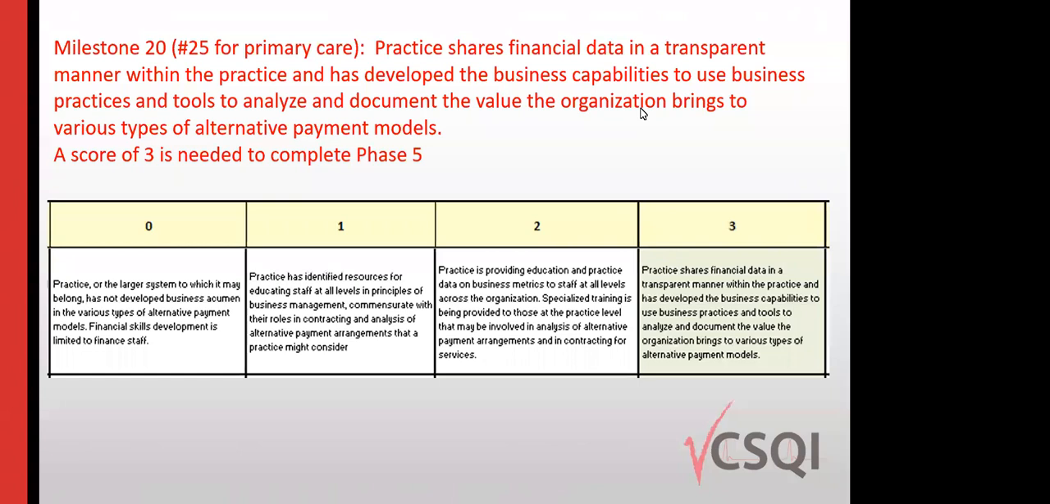So this particular milestone then, the scores range from a 0, where the practice or the system you're a part of has not developed a business acumen in the various types of alternative payment models. Financial skills development is very limited to the finance staff. And you can see as you move through the scoring, at a score of 3, you are sharing financial data in a transparent manner within the practice and have developed business capabilities to use practices and tools to analyze and document the value that your practice is bringing to various types of alternative payment models.